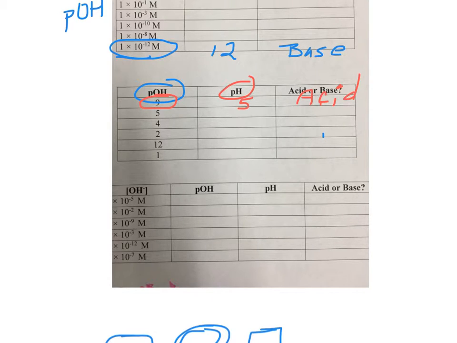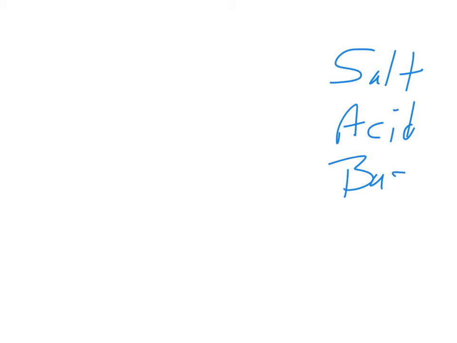We all good? Okay, now on the back side, it's not going to get harder. You need to identify whether it's a salt, an acid, or a base. This is where you're going to use the notes from yesterday. Remember I gave you a list of the strong acids, the strong bases, and the weak bases? You're going to use that list today.